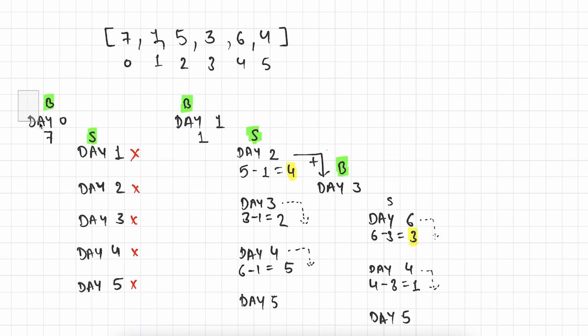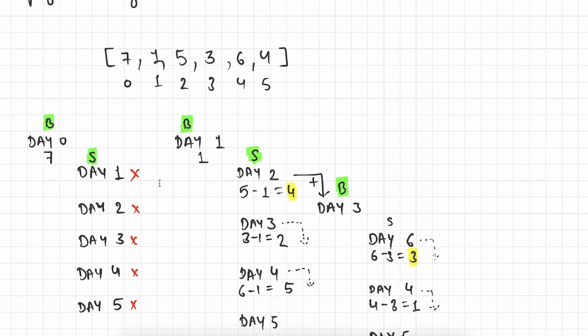So we can buy stock on day 0 and sell it on day 1, 2, 3, 4, 5. But as you can see, if we buy stock on day 0 at $7, then on day 1 the price of the stock is $1, then $5, then $3, then $6, then $4. So here we are not making any profit. All the pairs with day 0 are not going to make any profit. So let's move to the next day, and the next day is day 1.